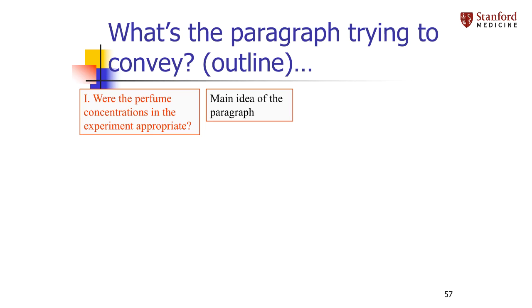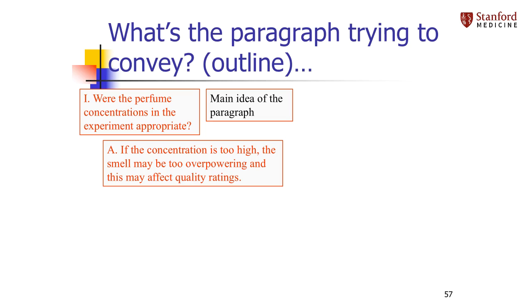I believe that the main idea of this paragraph is to address potential criticisms about the choice of perfume concentrations. The authors are writing about this in the limitations section of their manuscript. They're basically just trying to answer the question, were the perfume concentrations in the experiment appropriate?